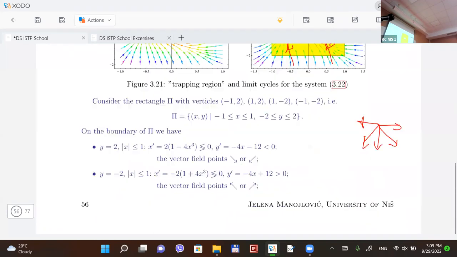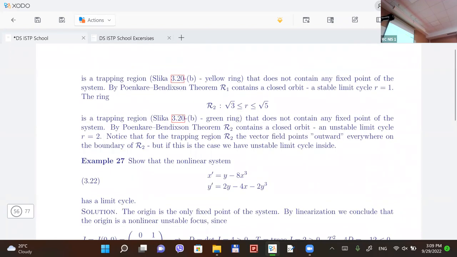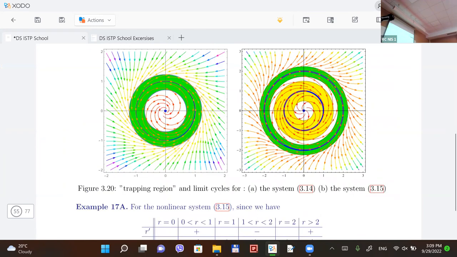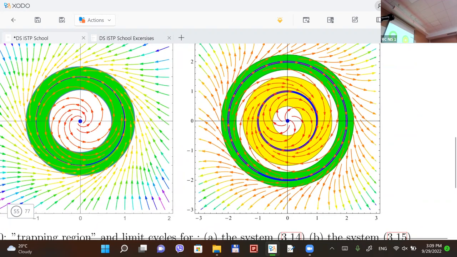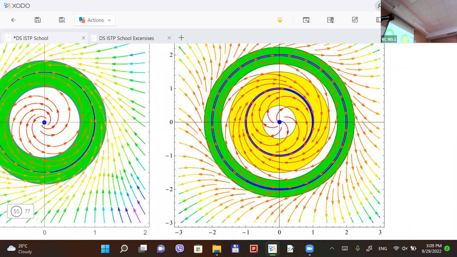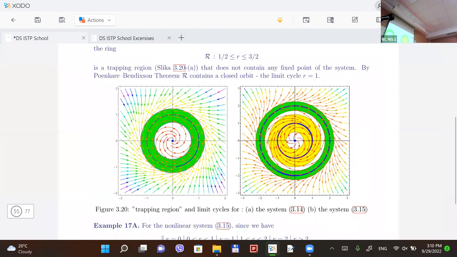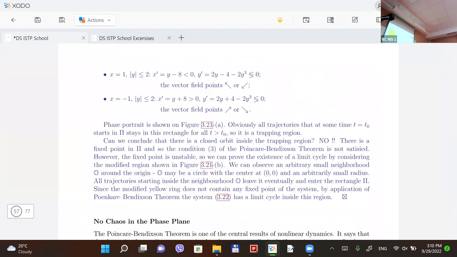So this is generally the situation in the previous example. You see that the larger limit cycle is unstable. On the green ring, the vector field points out, but this is the trapping region for the unstable cycle.